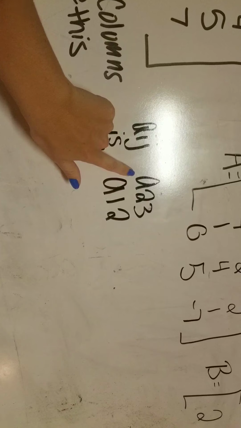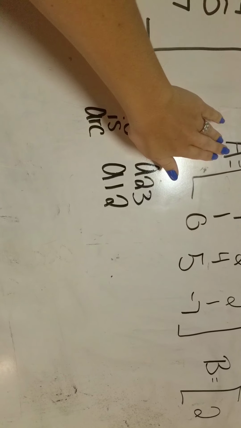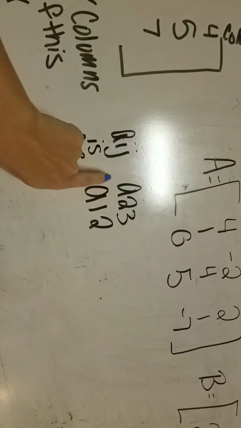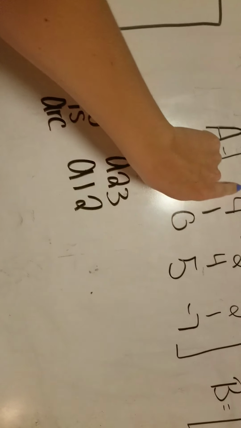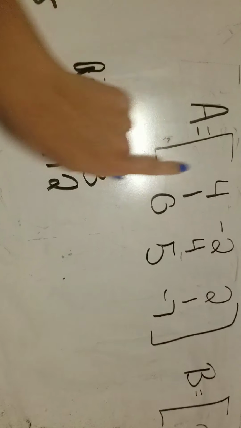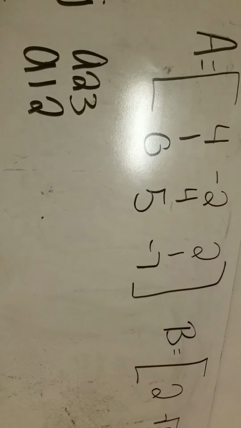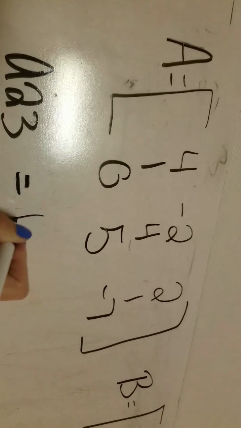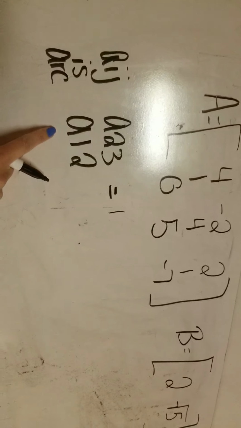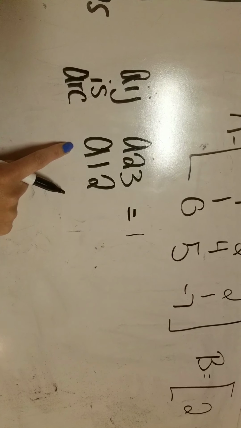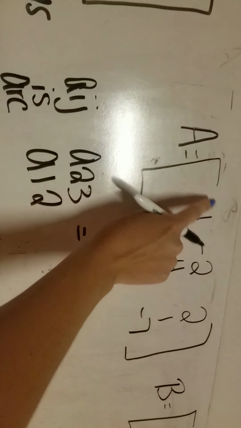A is the name of the matrix, okay? This is the matrix you're looking at, matrix A. 2 is your row. So we're going to go down to the second row. 3 is your column. Go over to the third column. The number there is 1. That's it. That's all you're doing. So, matrix A, row 1, column 2.